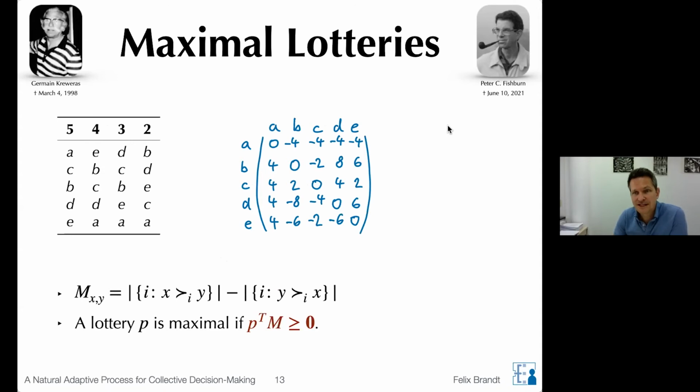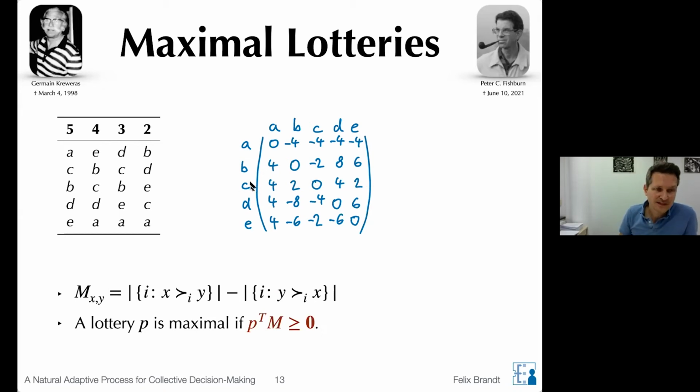Now in order to identify a maximal lottery, we need to find a row vector such that the transposed column vector here multiplied with this matrix gives a row vector which has non-negative entries. In this example, this is quite straightforward because you can see that there's actually one row in this matrix which only contains non-negative entries.